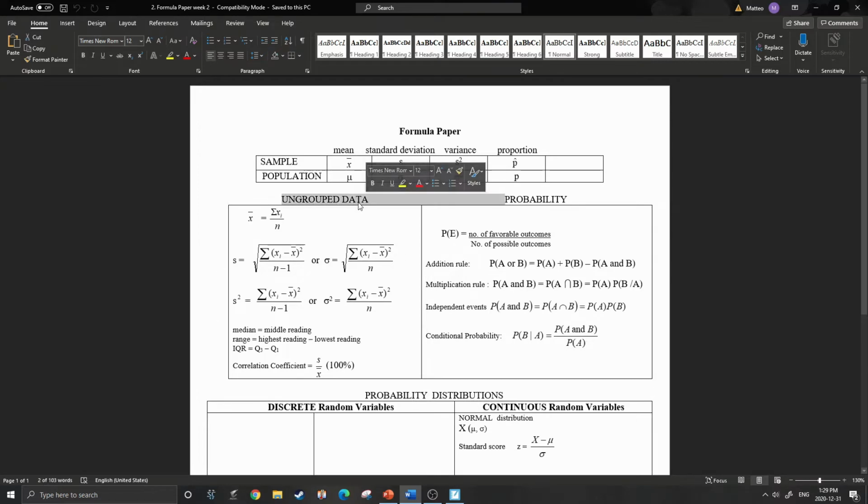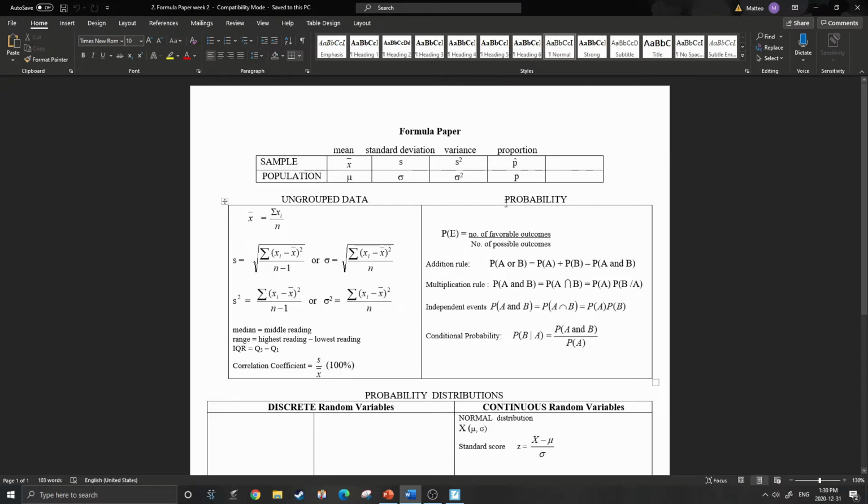So in ungrouped data, this is how I organize my formula sheet, reminding you of the sample letters that we use for mean, standard deviation, variance, and proportion, and then the population letters. Okay, so that reminds you of that up there. And then we did the mean, so it's the sum of every xi over n. We did standard deviation, okay, this formula. If it's the population version, the difference, remember, n minus 1 for sample and n for population. Okay, and then it's got the variance formula as well, reminding you the median is the middle reading, that range is highest minus lowest, and that interquartile range is Q3 minus Q1. And I also threw in the correlation coefficient of standard deviation divided by x bar.